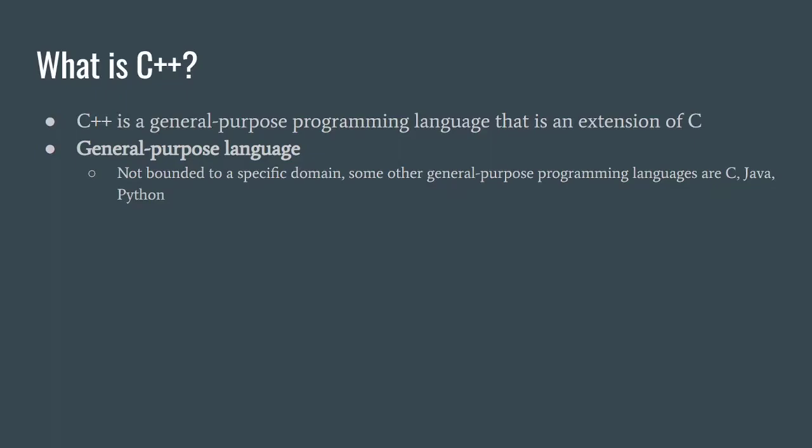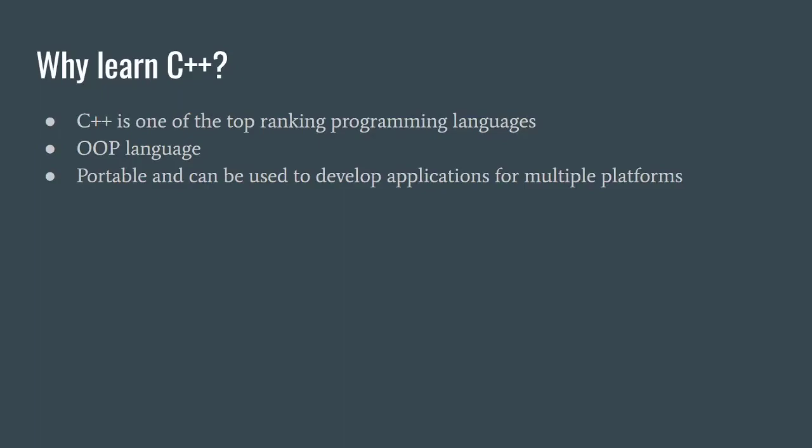So why learn C++? C++ is one of the top programming languages. It's ranked number 3, number 4 on the TIOBE ranking, and Java's been number 1, and C has been number 2, and they flip-flop between the two. It's a very good language. It's also an object-oriented programming language, which is important. It helps with our structure, and it's portable. It can be used to develop applications for multiple platforms.